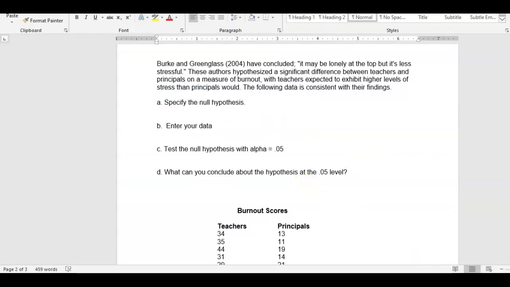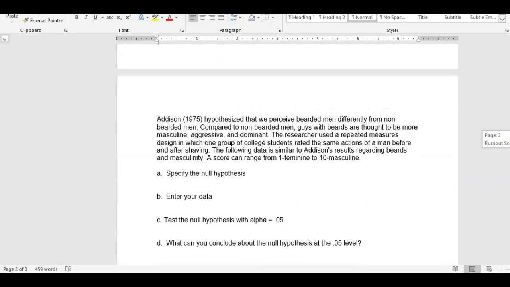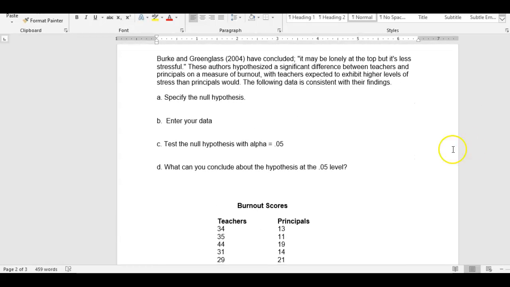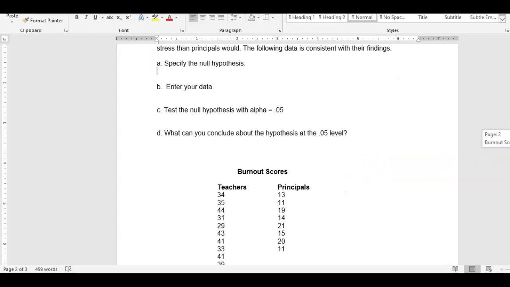What can I conclude at the 0.05 level? Enter the data, did that. I would reject the null, reject H0. There is a statistically significant difference. That statement on A that said that there would not be turned out not to be true. I rejected the null. There is a significant difference statistically between teachers and principals. That's D here, what I can conclude at the 0.05 level.